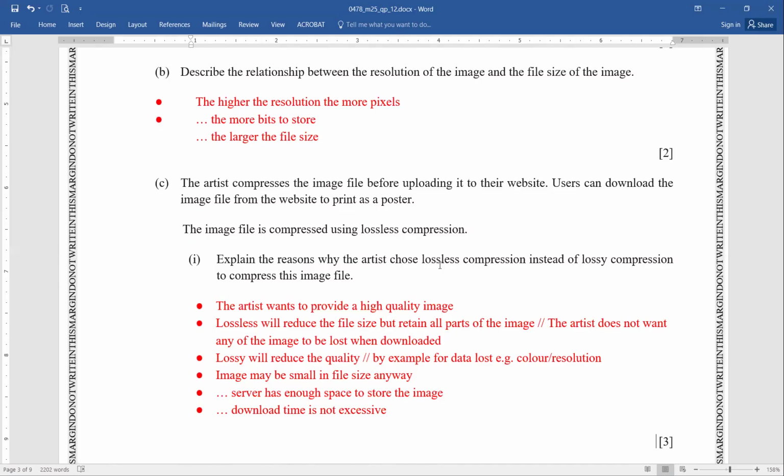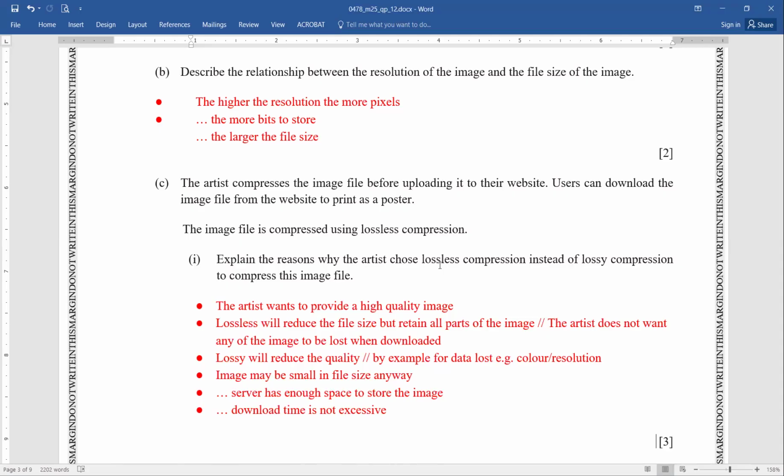The image may be small in file size anyway, and the server has enough space, because maybe the problem is not the storage at all. The server has enough space to store the images, and the download time is not the major concern of the users also. There can be different reasons. A few of them are cited here for your reference, and you can just think, but just be very clear.